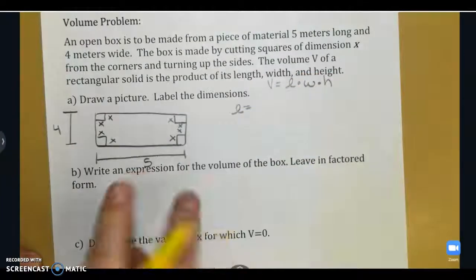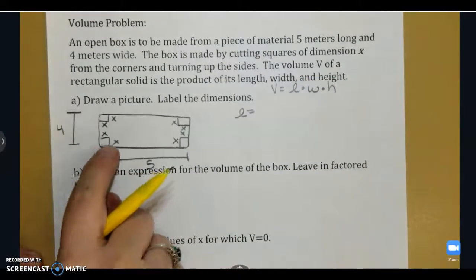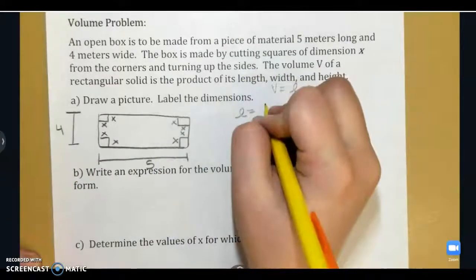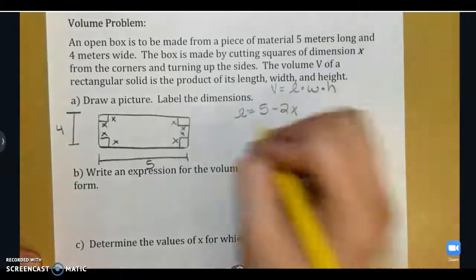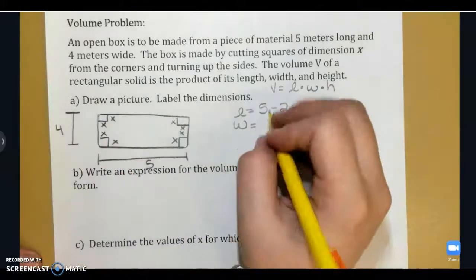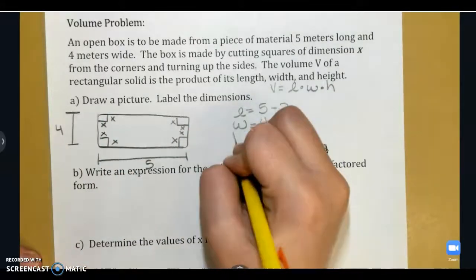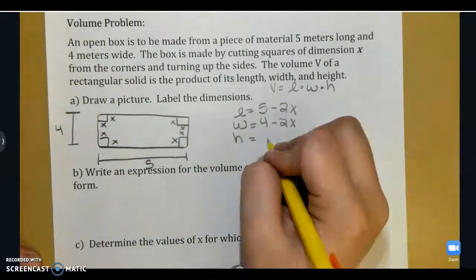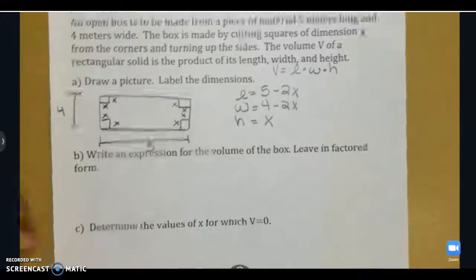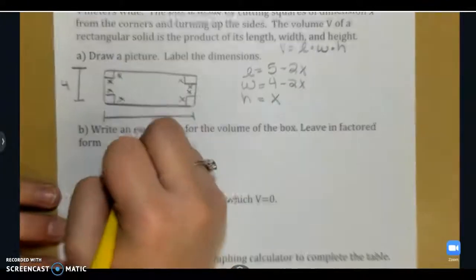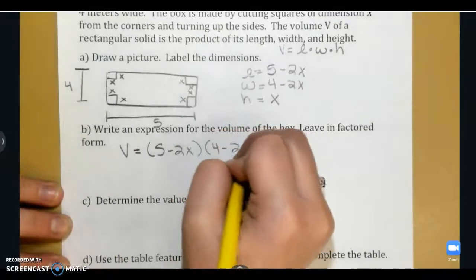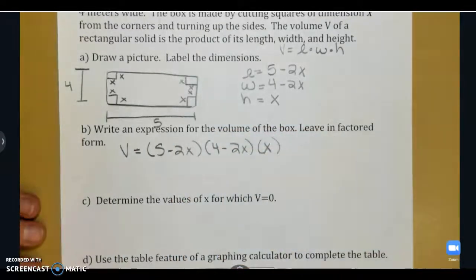So my length originally is 5, and I'm taking an x off of the left and the right side. So that's 2 x's. So my length is going to be 5 minus 2x. My width is going to be that initial 4 minus an x from the top and the bottom. So also minus 2x. And my height is going to be x. Whatever that amount that I'm cutting off of each side, that's going to be the height of the box. So the volume would be all of those expressions multiplied by each other. So length times width times height.